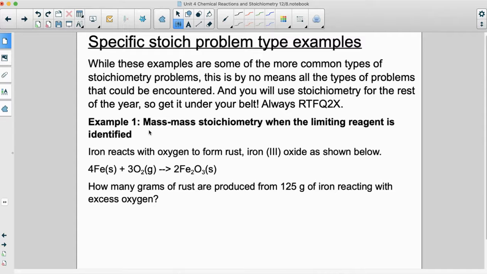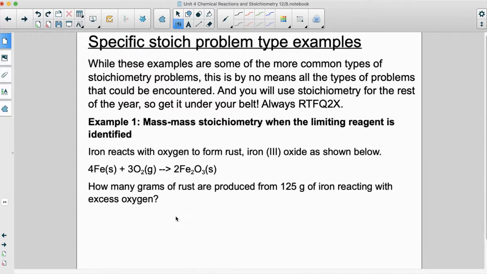So in example 1 here, this is a mass stoichiometry problem where the limiting reagent is identified. They tell you what the limiting reagent is. So here we have iron reacting with oxygen to form rust, iron(III) oxide, shown below. Here's the balanced chemical equation. How many grams of rust are produced from 125 grams of iron reacting with excess oxygen? If you want to try this yourself, I would pause the video here and give it a try, and then proceed from there.